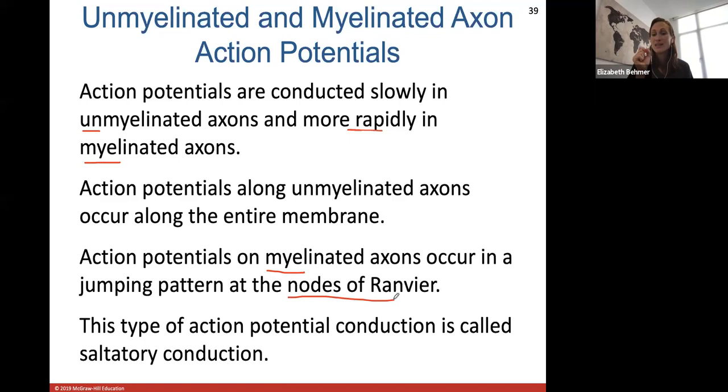And that's because at those nodes, you have all the ion channels that can open. Remember I said that those myelin sheaths can't open ions there, but at the nodes, the spaces, that's where the ion channels can open. So we have this great concentration of ion channels at these nodes. So the action potential will jump, and we call that saltatory conduction. Again, Latin roots here, saltar, to jump. That's called saltatory conduction, how the action potential jumps through those nodes.